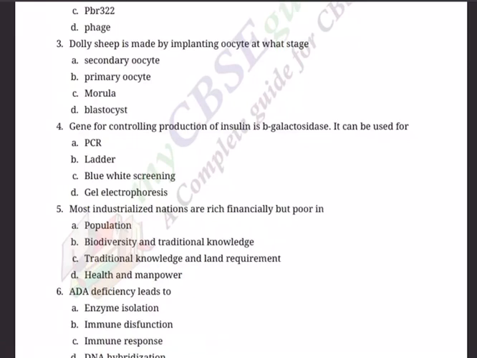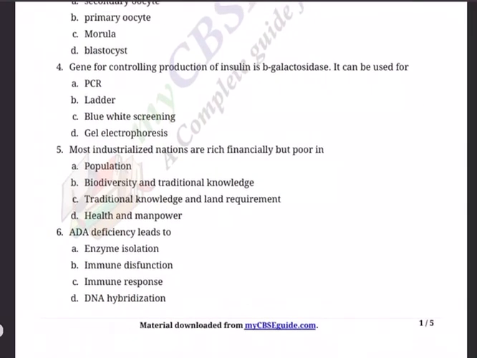Blastocyst. Fourth, gene for controlling production of insulin is beta galactosidase. It can be used for A. PCR, B. Ladder, C. Blue-white screening, D. Gel electrophoresis. Question 5. Most industrialized nations are rich financially but poor in A. Population, B. Biodiversity and traditional knowledge, C. Traditional knowledge and land requirement, D. Health and manpower. Question 6.